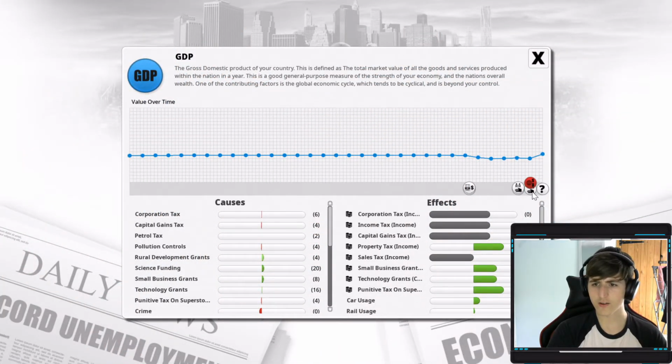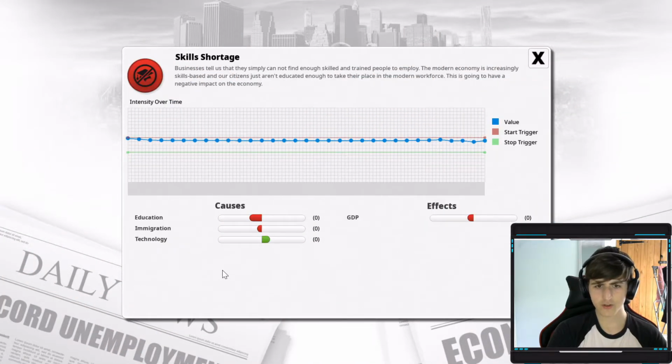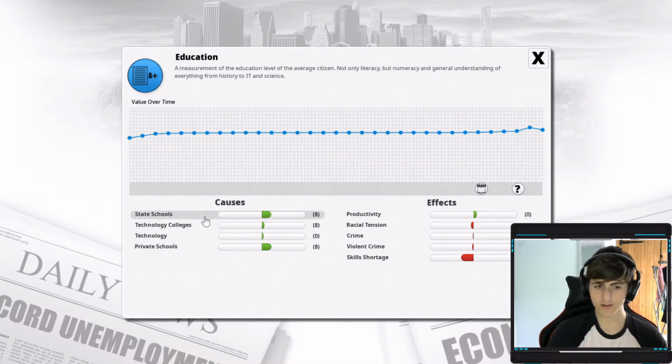GDP is starting to rise now that the uncompetitive economy's gone. The skills shortage is still around. I've tried doing the education stuff as much as possible.